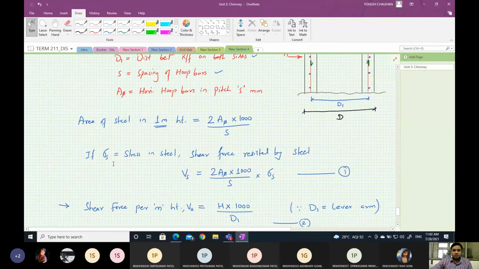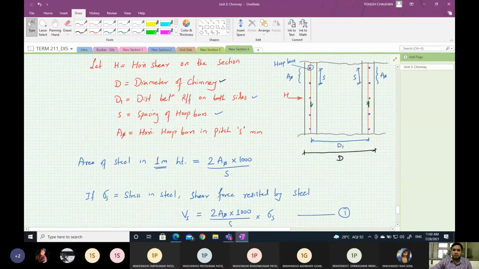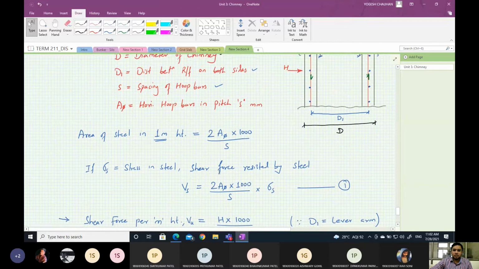Then if sigma S is the stress in the steel, the stress in this horizontal bar is sigma S, then you can find the shear force resisted by the steel, which is Vs equals 2 times A5 times 1000 by S times sigma S, means the area of the steel multiplied by the stress. You will get the shear resisted by the steel reinforcement.